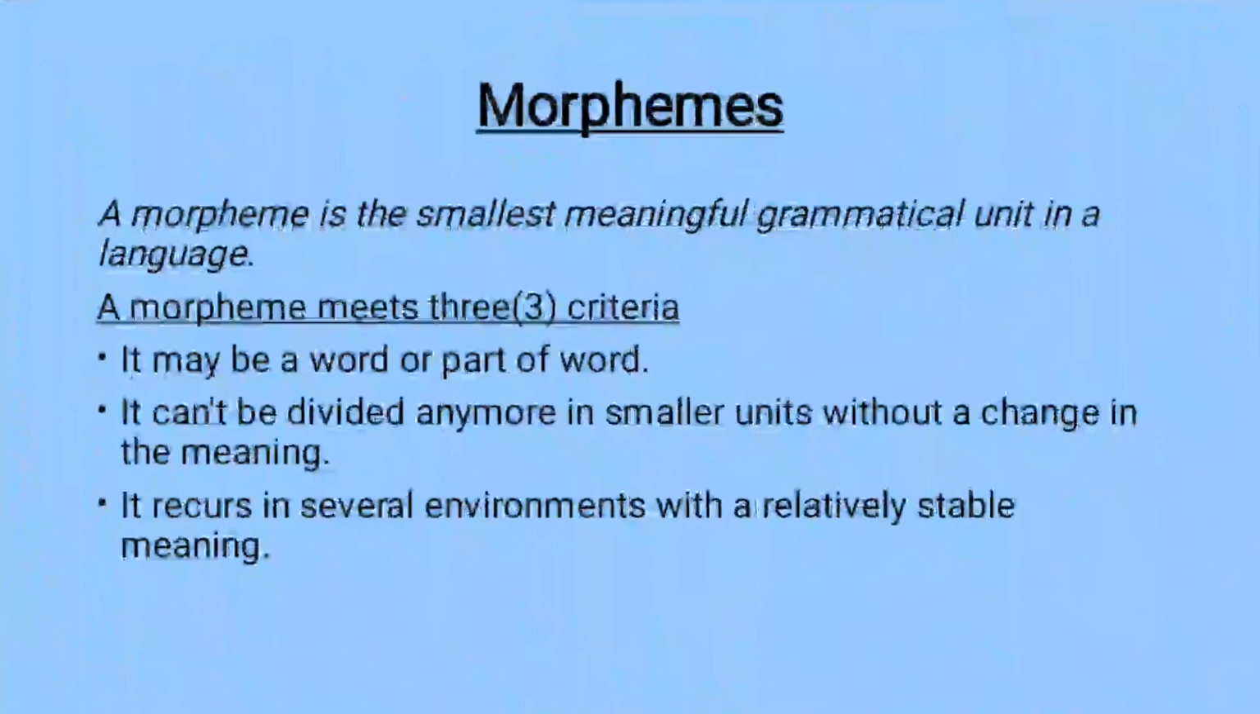Let's now look at a subtopic under the rankscale. We are going to talk about morphemes. Now, what is a morpheme? A morpheme is the smallest meaningful grammatical unit in a language. A morpheme could be determined using three criteria. 1. It may be a word or part of a word. 2. It can't be divided any further into smaller units without a change in meaning. 3. It recurs in several environments with a relatively stable meaning.